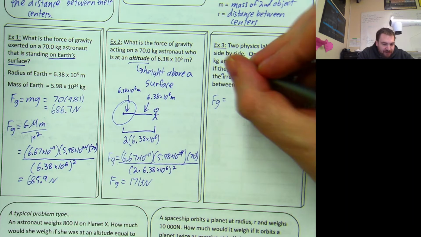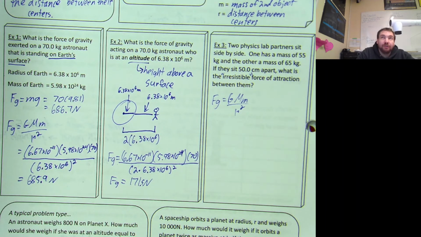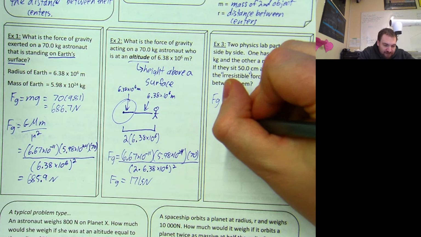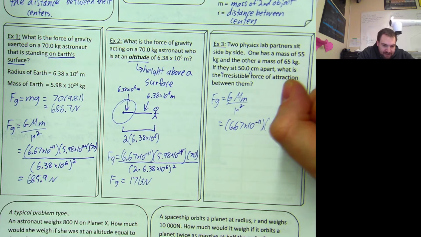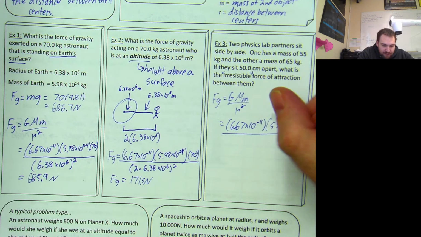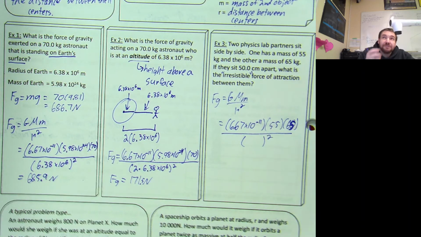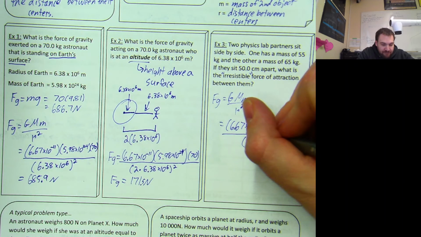Let's actually crunch the numbers here. Fg equals G m1 m2 over r squared. You should always include the formula here. And now let's fill it in. Big G is 6.67 times 10 to the negative 11. One of the masses is 55, the other one was 65. What is the distance between their centers? Should it go in as 50 centimeters? What's the scientific standard unit for distance? Meters, so it should be 0.5 meters.